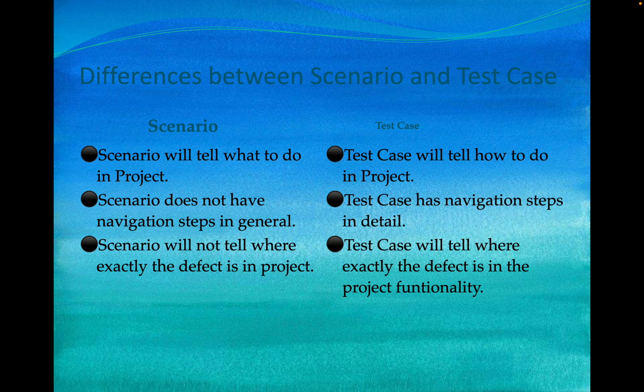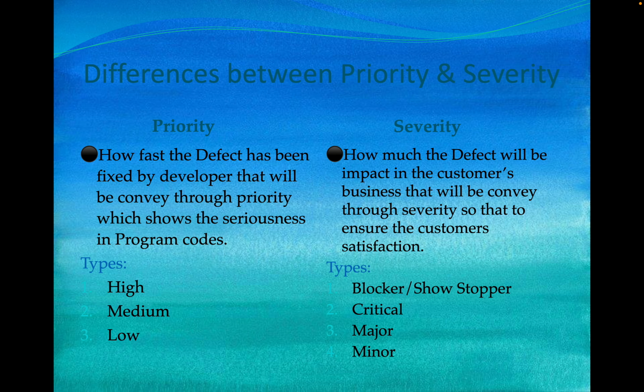Differences between priority and severity. Priority is how fast the defect has to be fixed by the developer, which will be conveyed by major, minor. Priority is from the developer's point of view, and severity is from the customer's business point of view. So we have to assign the status for the defect by priority and also by severity. So that's the software testing life cycle that we have studied.